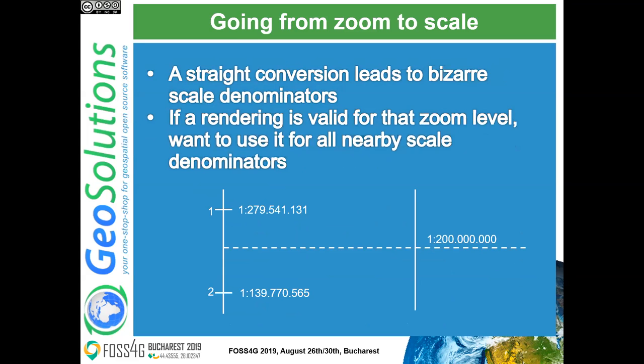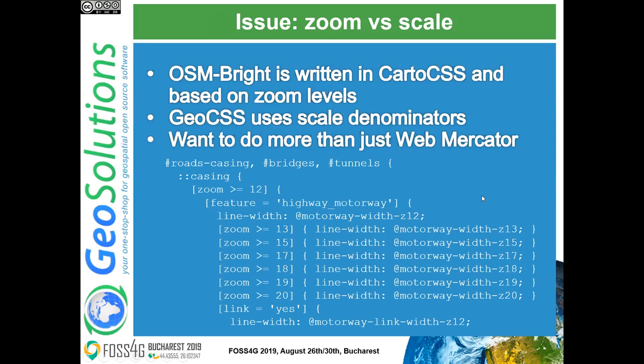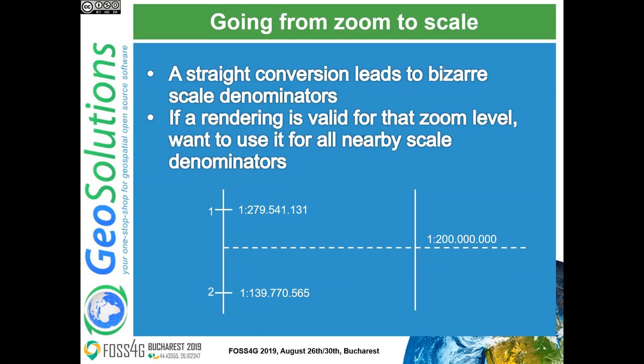Now, how do we go from zoom to scale, since the styles here talk about zoom 13, 15, 17, 19, what do we do here? So the zoom levels are matched to a scale denominator. You can go into the GeoServer grid set definitions and have a look, and there they are. You have a scale denominator matched to a zoom level. And these are the numbers for Web Mercator. So zoom level one is 1 to 279 million.